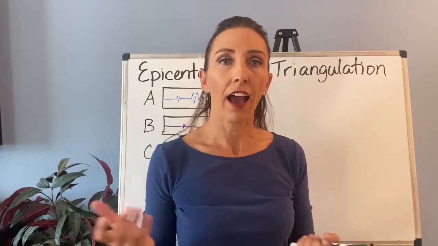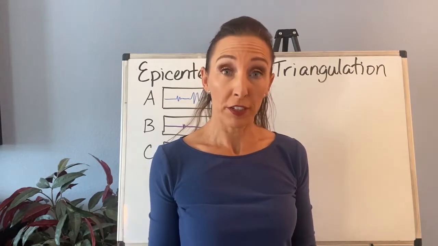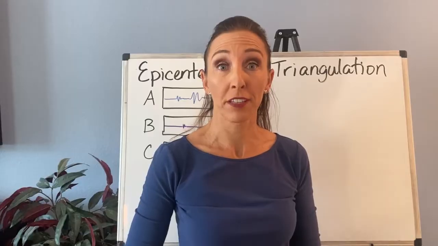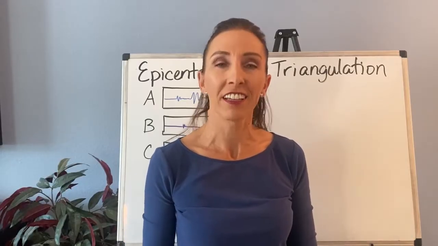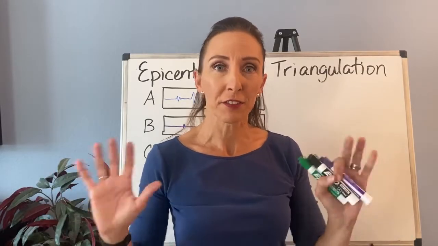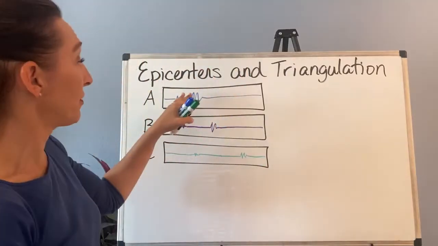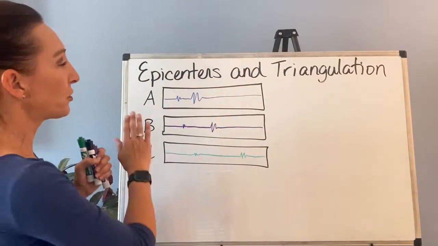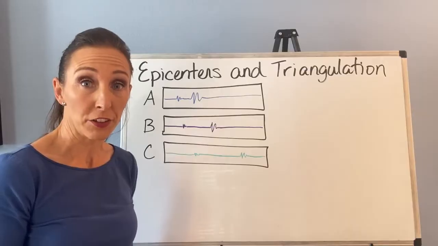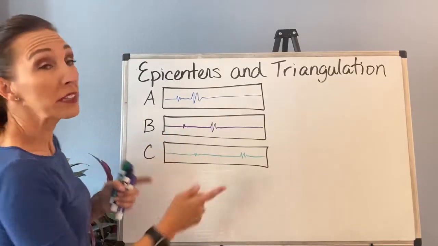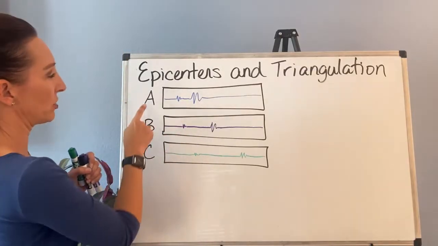Let's take a look at how we can use seismograms to determine where an earthquake epicenter is using something called triangulation. Tri means three, so it might not be a surprise that we're going to have 3 seismograms here. These are the printouts from the same exact earthquake event in 3 different locations, and we're just going to call them location A, B, and C.